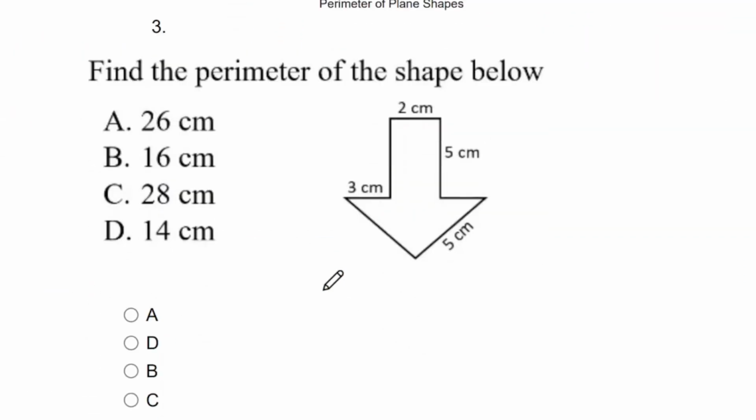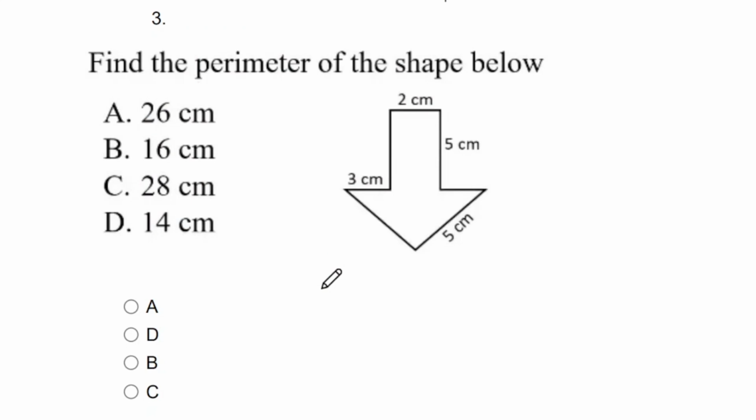The third question rather. So find the perimeter of the shape below. So how do we find the perimeter of this shape right now? We're going to add all the sides together. That means this plus this plus this plus this plus this plus this plus this. So this 5 centimeters goes with this one, because this line is the same. So 3 centimeters goes with this 3 centimeters. So they're also the same. This also was 5 centimeters.